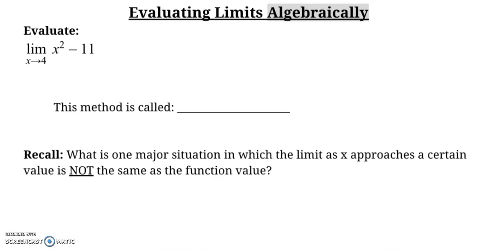Okay, so first of all, let's evaluate this. Well, the first approach that we're going to look at is, as the limit of x approaches 4 of the function x squared minus 11, we're simply going to plug in 4 for x and see what we get. So we get 16 minus 11, so that gives us 5. And this is actually the limit.